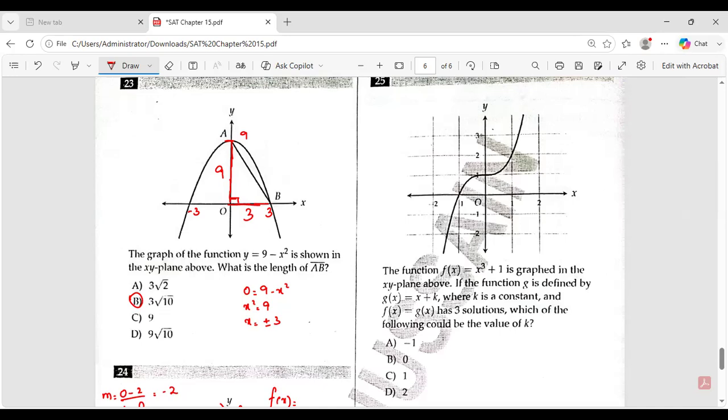Answer is C. Correct. The answer is C. How? What was the approach that you applied to find out this answer?